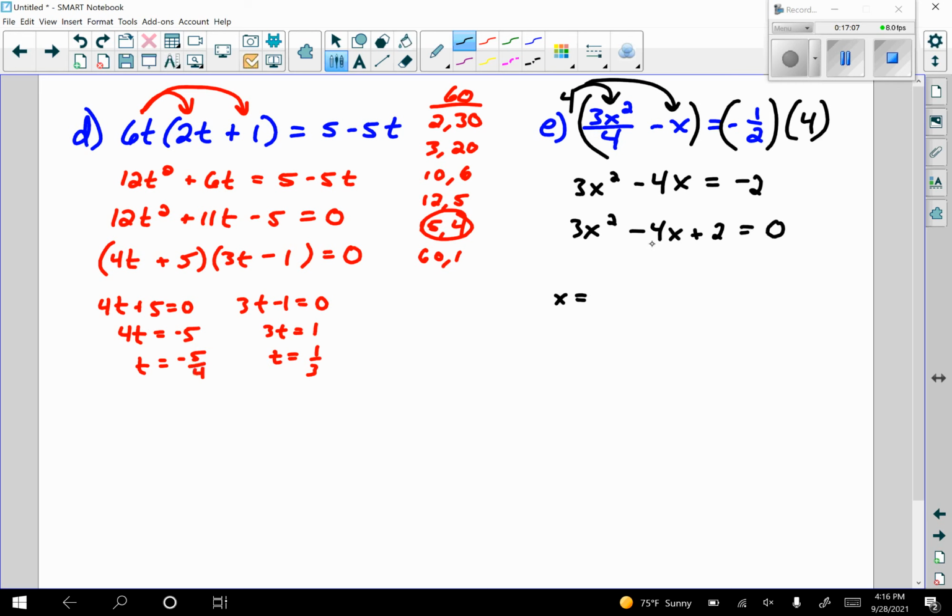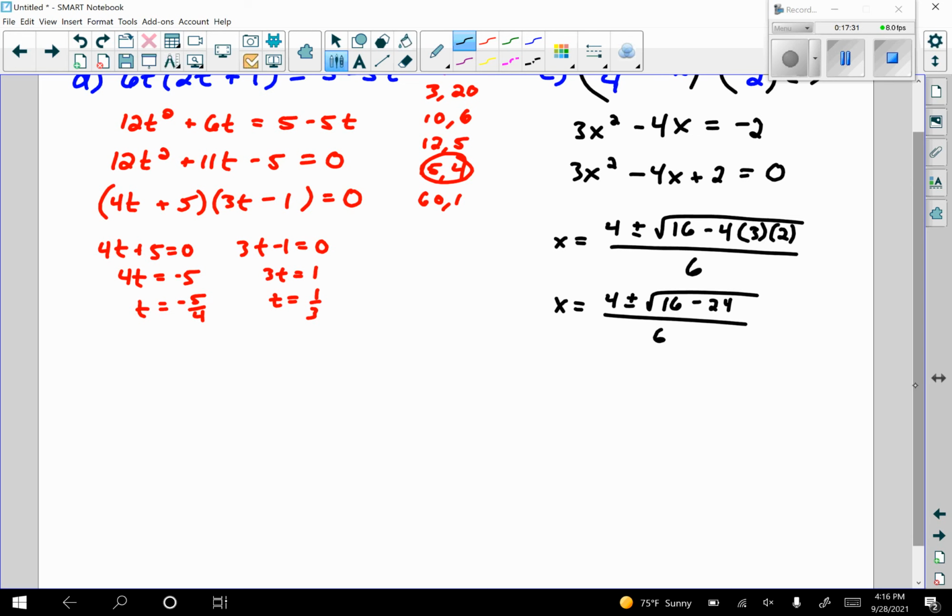So x is going to equal the opposite of b, so that's going to be a +4 plus or minus the square root. B squared will always turn into a positive number here, 16, minus 4 times a times c, all over 2a, so 2 times 3 will give us 6. So here we get 4 plus or minus, we'll get 16, and then this will give us 24. So we're going to have a negative number underneath our square root. So we get x is equal to 4 plus or minus, we'll get a -8 underneath the radical over 6.